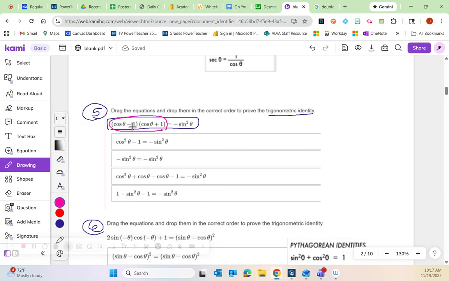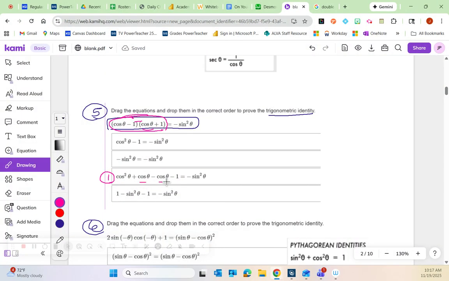So the first thing that I notice on the left-hand side is I have a binomial times a binomial. So if I FOIL this out, first, outer, inner, last, it's going to give me cosine times cosine is cosine squared, cosine times 1 is cosine, negative 1 times cosine is negative cosine, and negative 1 times positive 1 is negative 1. So if I FOIL this out, this will be my first step. This is what I get.